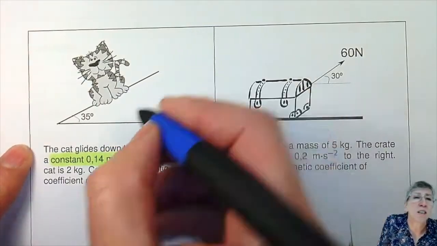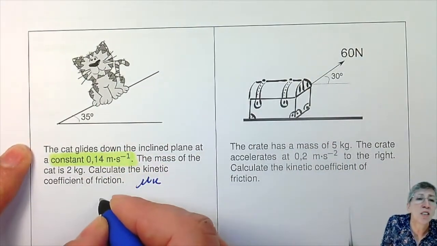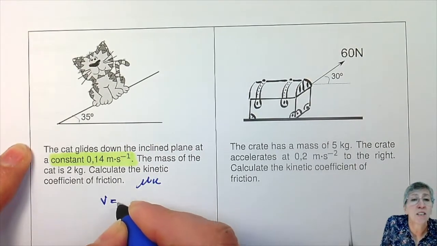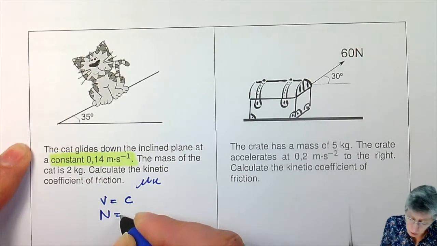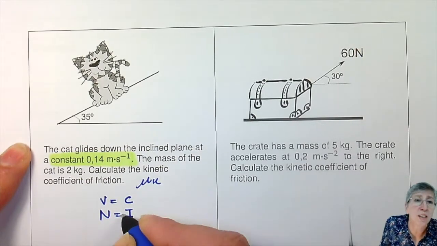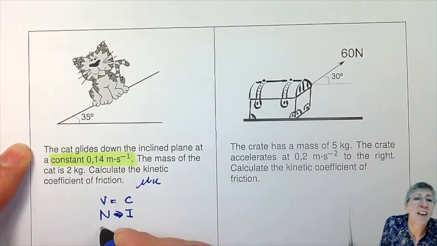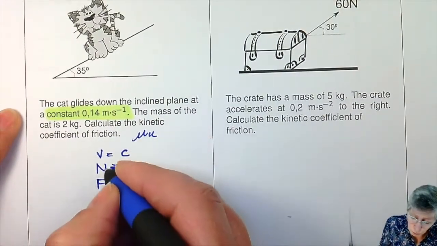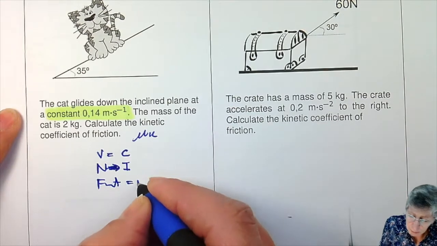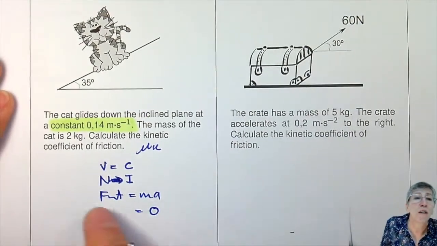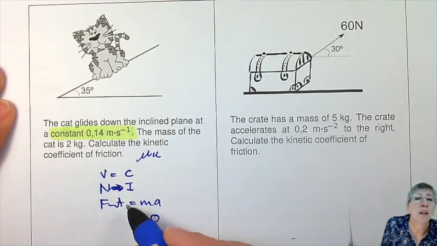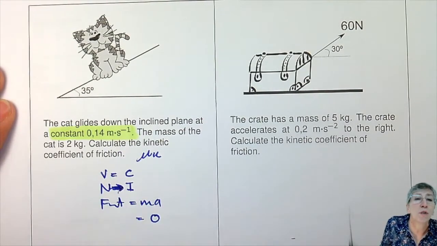Constant velocity. The moment that you have constant velocity, I will start by saying, since the velocity is constant, I know I'm working with Newton's first law, right? And that tells me F net is equal to 0, or if you prefer, you can write down m times a and then substitute that a with 0. So F net is 0 is my starting point because I'm working with Newton's first law.